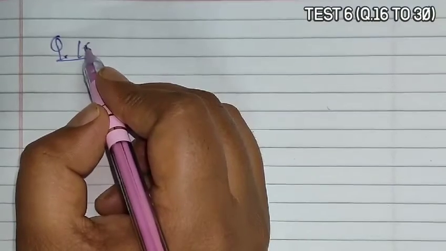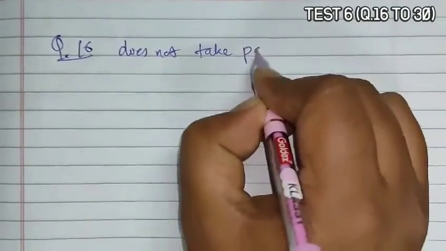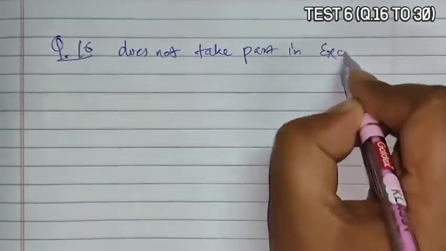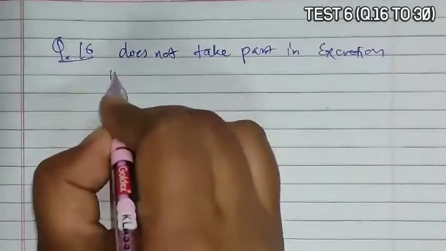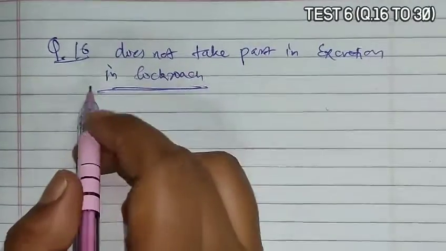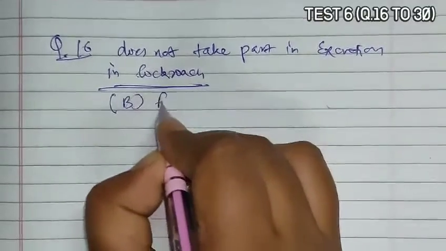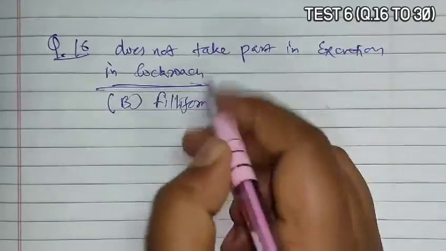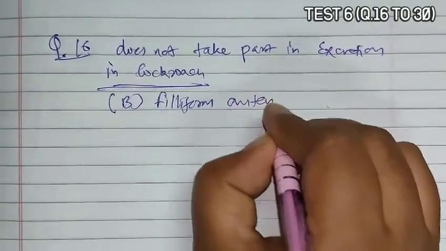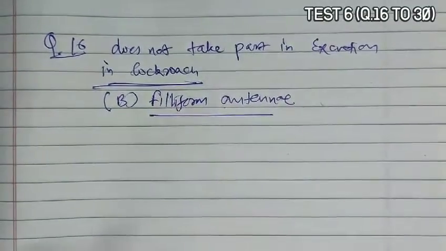Question 16. Question 16 asks which does not take part in excretion in cockroach. Now here the correct answer becomes filiform antenna, because nephrocytes, Rico's gland and fat body have a role in excretion in cockroach.